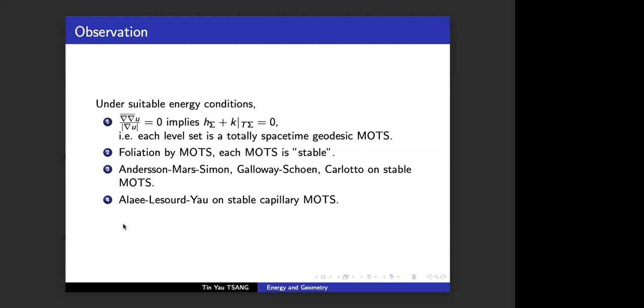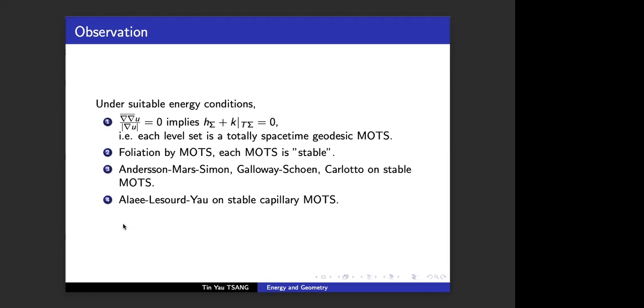Here, of course, we may expect from the formula that we want the Hessian bar of u to vanish. We want this to vanish. But what it says, by the definition of the spacetime Hessian tensor, is this, plus K. In particular, let me restrict to the tangent of Σ. So it tells us that the second fundamental form plus the K tangential part is zero, which means each level set is a totally geodesic spacetime MOTS.